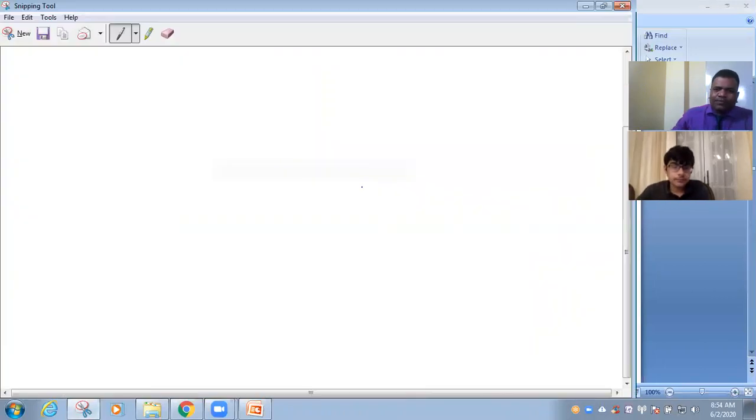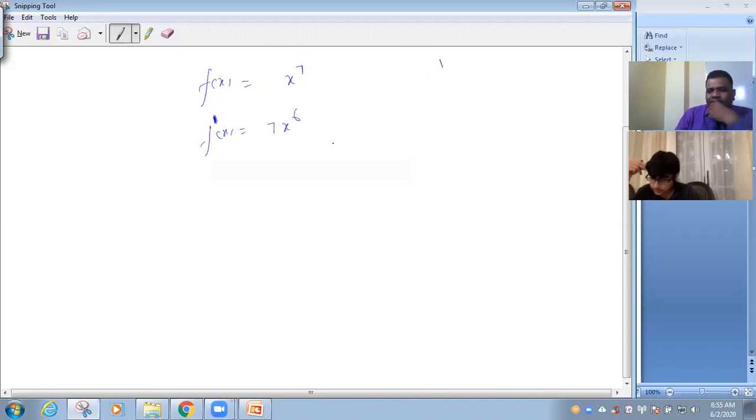Let's take four more examples of derivatives. If I say f of x is equal to x power 7, what is f dash x? It is f dash of x is equal to 7x to the 6th power. Correct. This is not 1, this is the derivative dash.